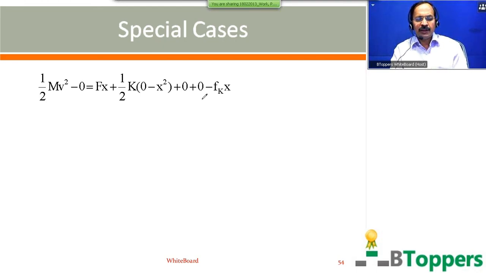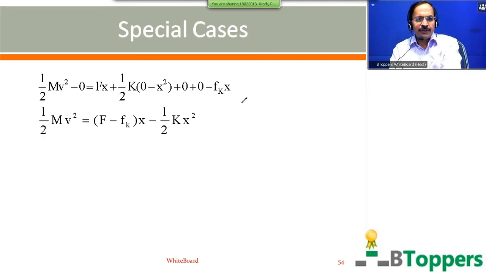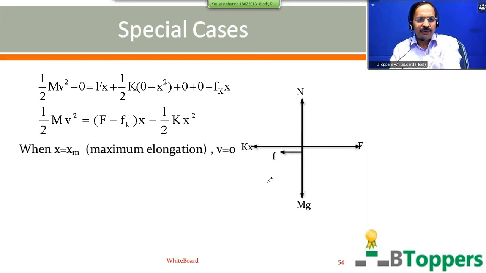If the coefficient of friction between the block and the floor is constant, the force of kinetic friction will also have constant magnitude. Magnitude of the force of kinetic friction is denoted by fk. So you can write half mv square equals F minus fk into x minus half kx square. This is the free body diagram for the block after the spring is stretched by distance x from natural length; small f is the magnitude of the friction force on the block by the floor.